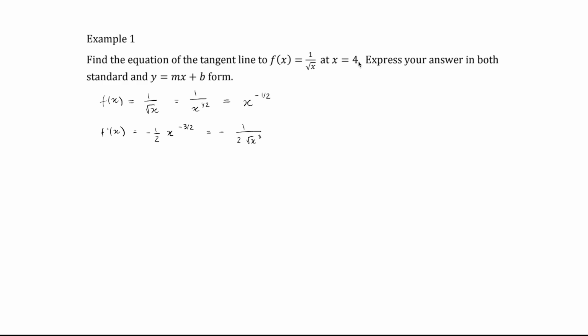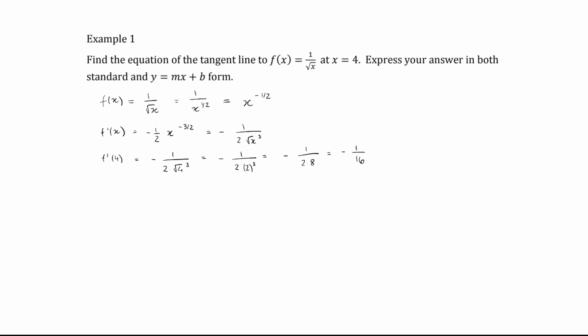So let's plug in x equals 4. So we want to find f prime at 4, which is going to be equal to negative 1 over 2 times the square root of 4 to the power of 3. Okay, so it's going to be equal to negative 1 over 2. 2 times the square root of 4 is just simply 2, which is going to be equal to negative 1 over 2 times 8, which then, of course, is just equal to negative 1 over 16.